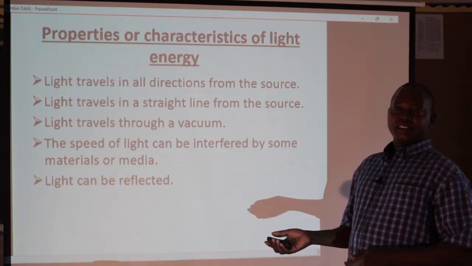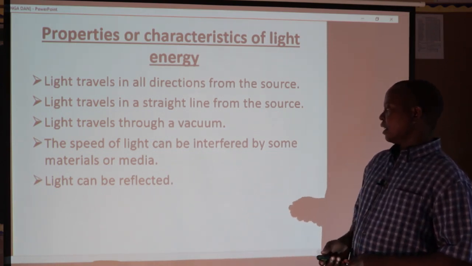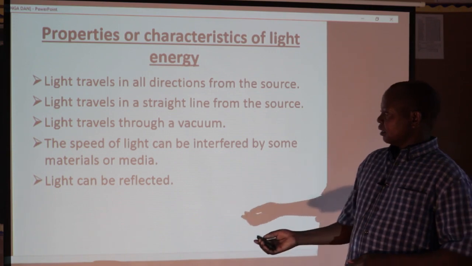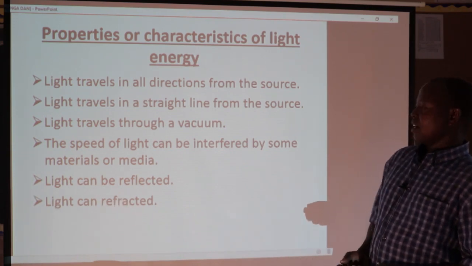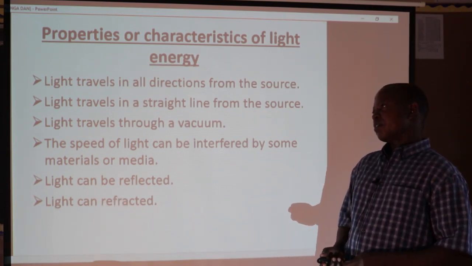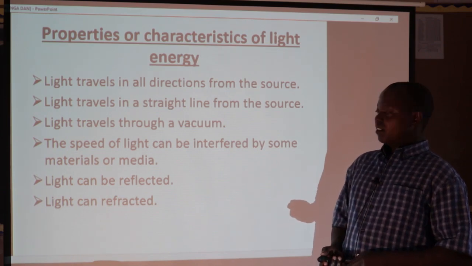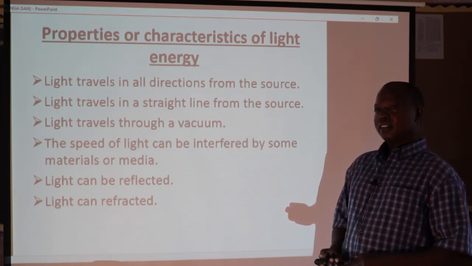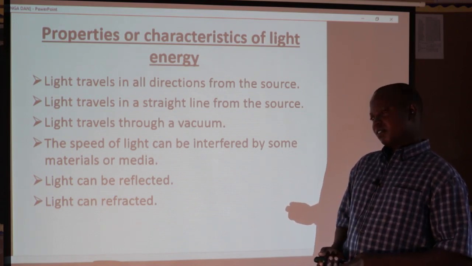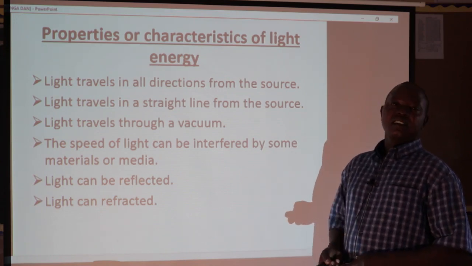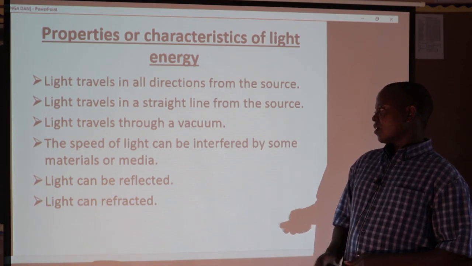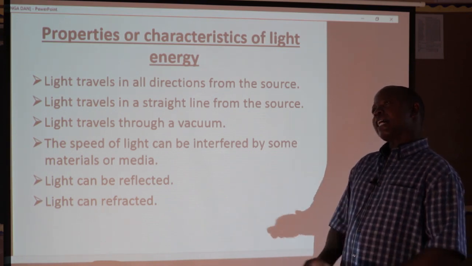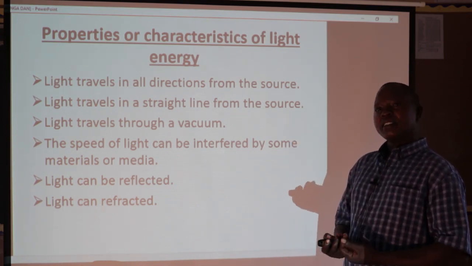Light can be reflected. Then light can be refracted. Those two terms almost look alike. To reflect is to bounce, whereas to refract is to bend. So that means light can be bounced.